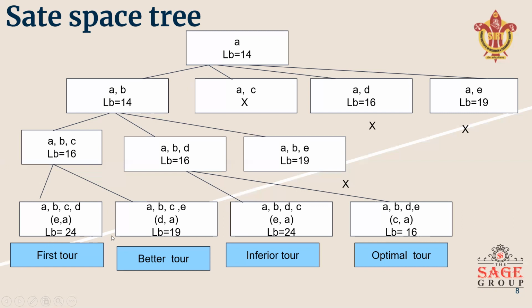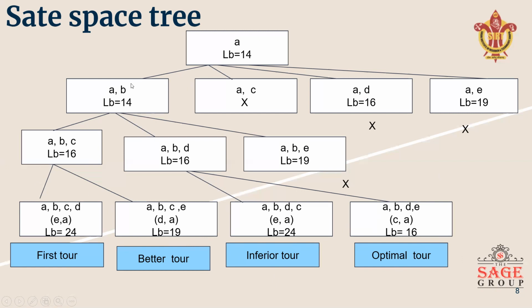So we can see here that the lower bound values are calculated, and the least lower bound value here is 16 for the last one, this node. So we can say that this is an optimal tour for the salesman. This is the worst, inferior. This is the first tour, means he can travel city by city.